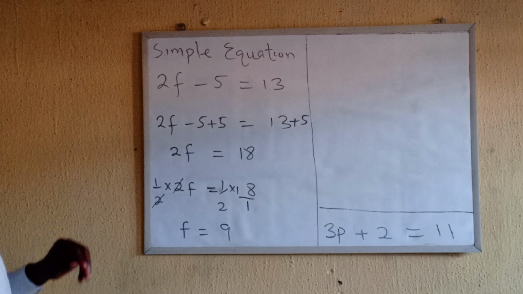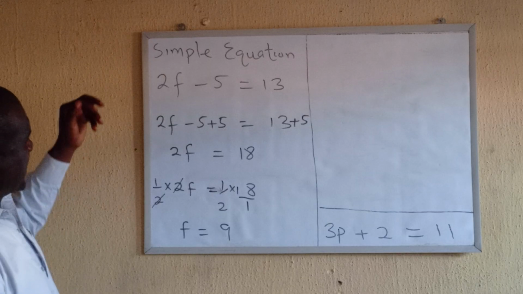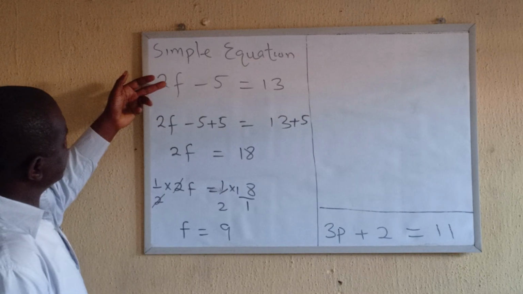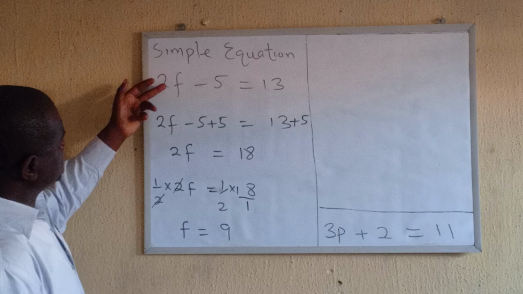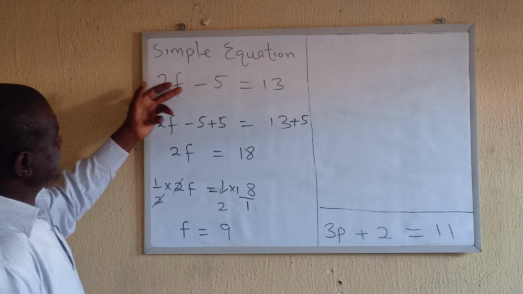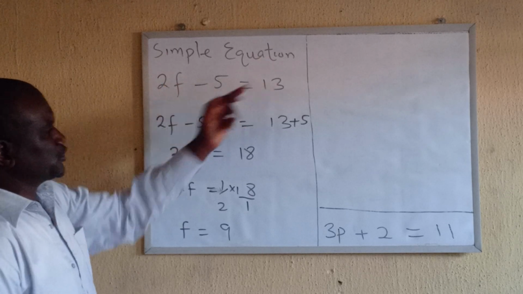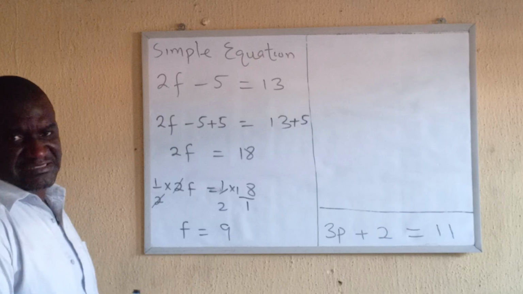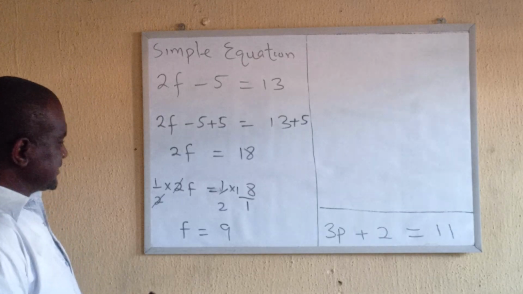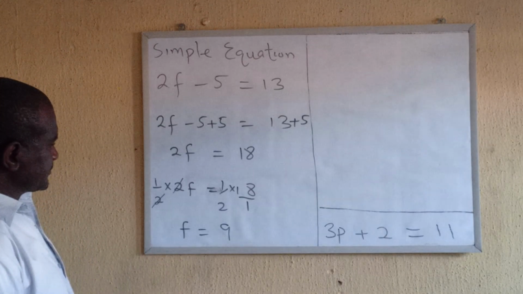And solution here means that if I say f is 9 and I say 2 times 9, it will give me 18. And 18 minus 5, you see, is equal to 13. Meaning that the left hand side and the right hand side are equal.